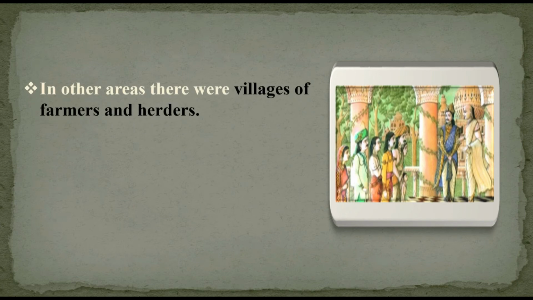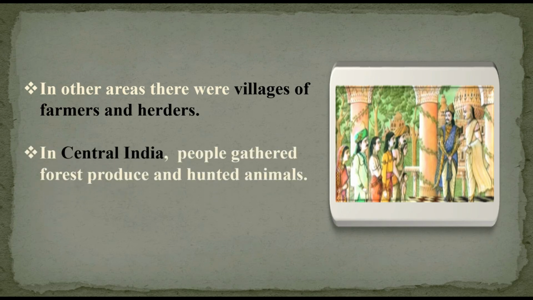In other areas, there were villages of farmers and herders also. So they have a lot of land to farm, and also the herders. They have a lot of cows, goats, everything. In central India, people gathered forest produce and hunted animals.